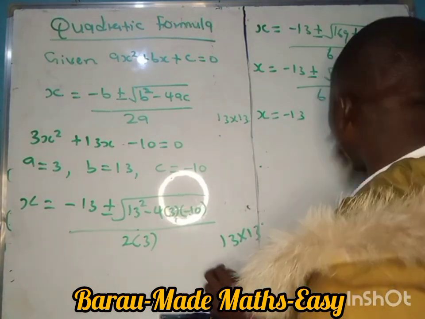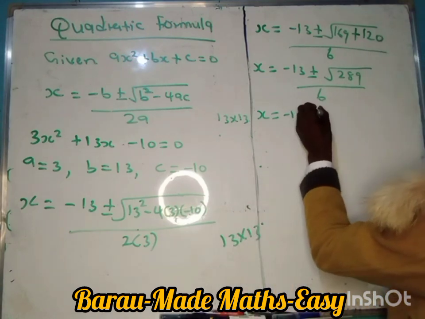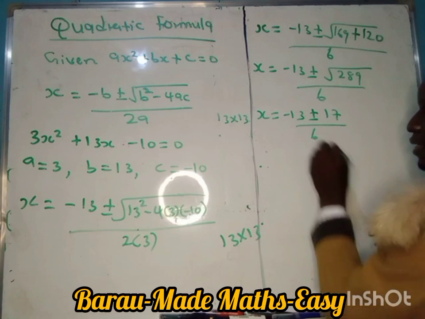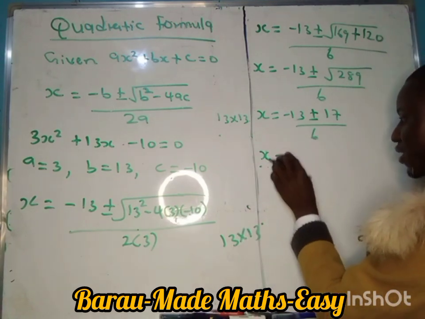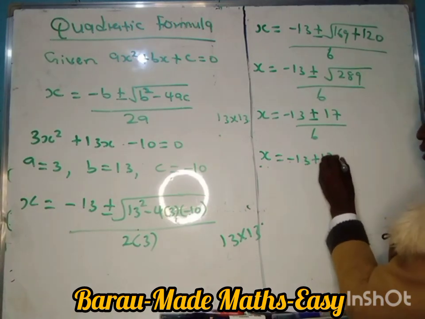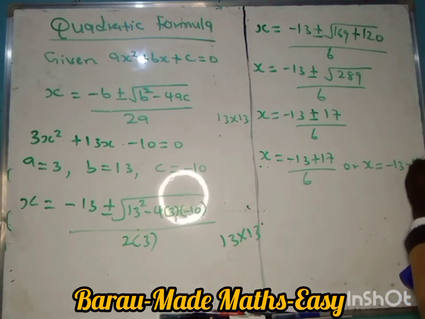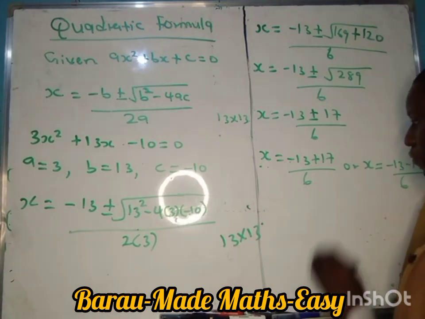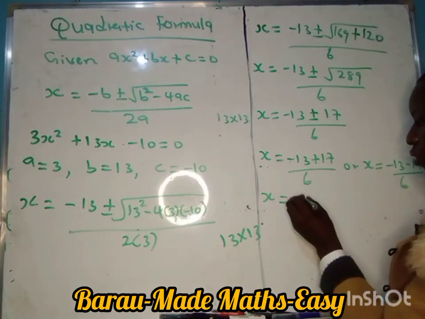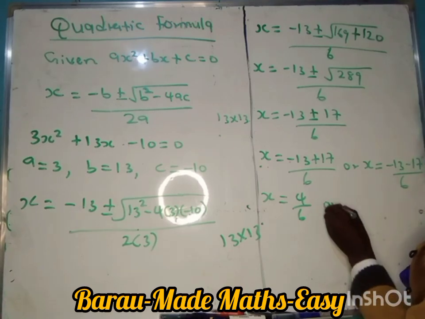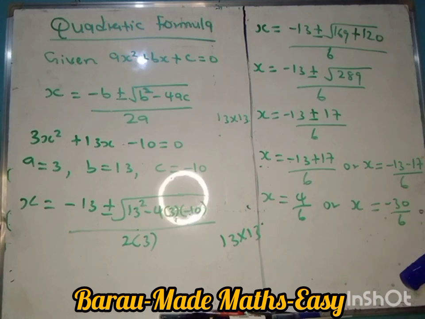The next thing is to take the root of the quantity here. And the root of 289 will give us 17. So plus or minus 17 divided by 6. Don't forget we have plus or minus, which means either our x is negative 13 plus 17 divided by 6, or x is negative 13 minus 17 divided by 6. Simplifying the first answer, we'll have negative 13 plus 17, which will give us 4. 4 divided by 6. Or simplifying the second answer, we'll have negative 30 divided by 6.